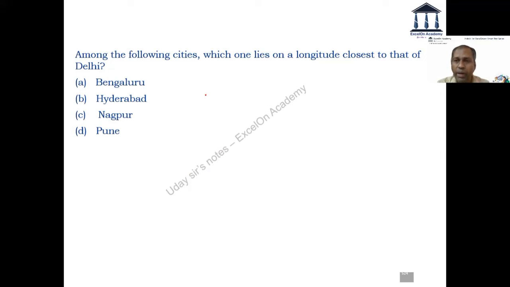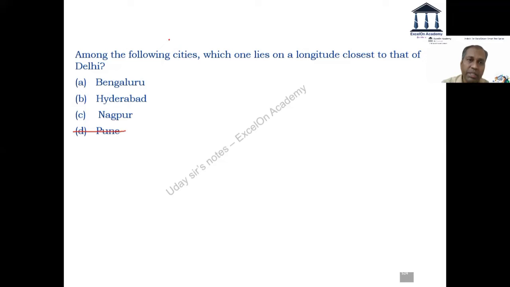If you quickly look at the map of India, you will know that Bangalore is here, Hyderabad, Nagpur, and Pune is more on the western side, the leeward side of the Western Ghats. So even if I have a very residual knowledge about the relative location of cities on the India map, I might probably cross off Pune. Do you agree with me? Because it is on the leeward side of the Western Ghats, longitude-wise, even if I have seen the map for a very limited amount of time, I can figure it out.